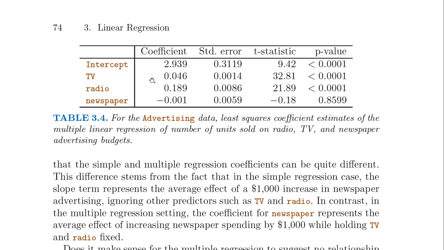TV, for every $1,000 of TV advertising budget, you're expecting to increase sales by 46 units. I'm just moving the decimal point 3 times forward. And the model also suggests that for every $1,000 of radio advertising, you're expecting sales to increase by 189 units. Incidentally, this is linear regression.